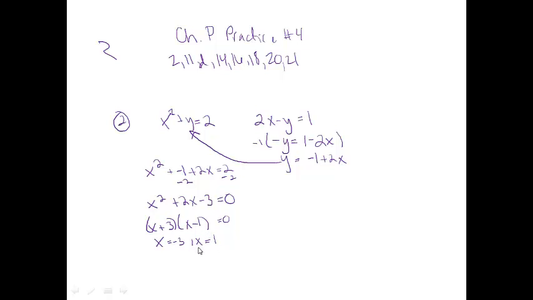And then I do need y values to go with those, so I'm going to go back into this equation right up here. When x is equal to negative 3, negative 1 plus 2 times negative 3 would be negative 7, so my y value would be negative 7 for that one. And then if I plug in 1, negative 1 plus 2 times 1 would be 1. So my 2 points of intersection for this problem would be negative 3, negative 7, and 1, 1.